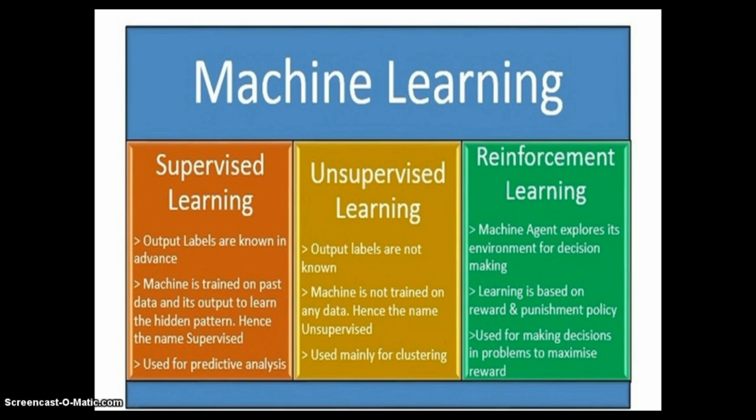So supervised learning is used for predictive analysis, whereas in unsupervised learning the machine is not trained on any labeled data, so it is unsupervised. It is used mainly for clustering purposes. And in reinforcement learning, the machine agent explores its environment for decision making. It is used for making decisions in a problem to maximize the reward, and learning is based on a reward and punishment policy, so it will learn from the mistakes.